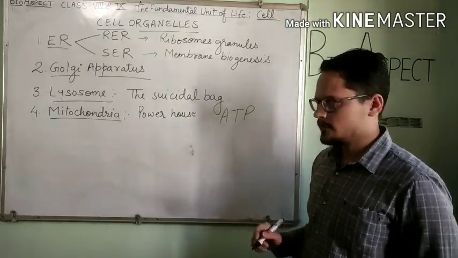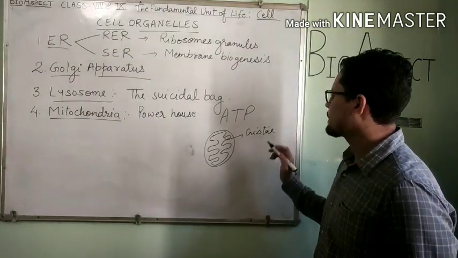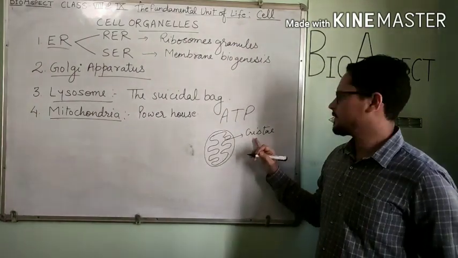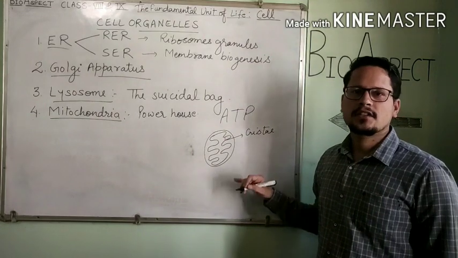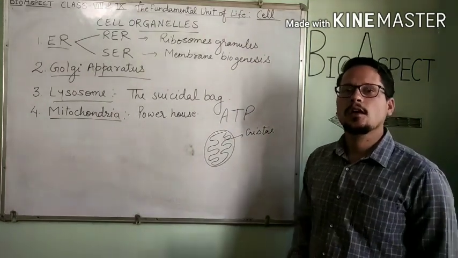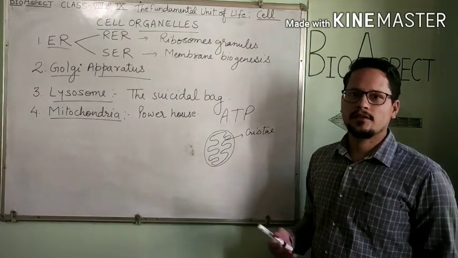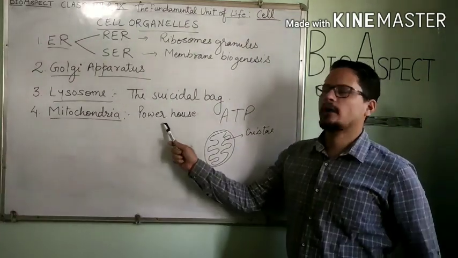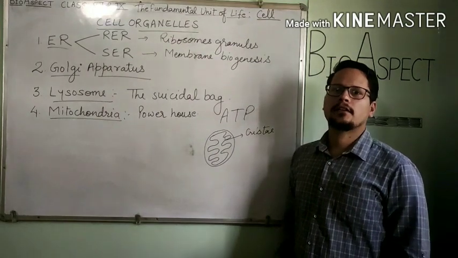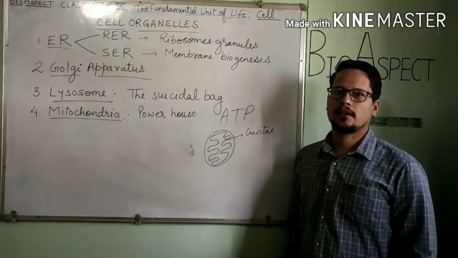It is double layered. The inner folded surface is called cristae, which increases the surface area so that more food can oxidize and more energy will be formed. The important thing about mitochondria is that it contains its own DNA and proteins.